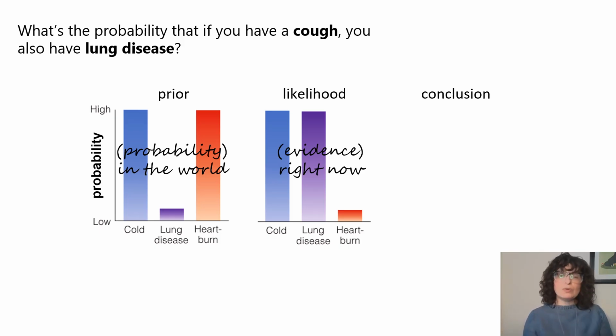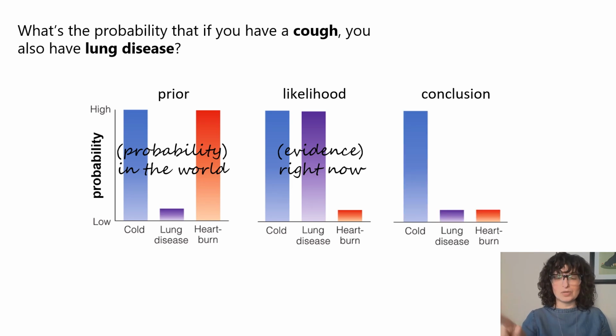Now what we're going to do is some real, quick and dirty math. We're going to say that when two high numbers are multiplied together, you get a high number, but when a high number and a low number are multiplied together, you're going to get a low number. So using that logic, we come to the conclusion: what's the probability that if you have a cough, you also have lung disease? And the answer is it's low. It's very low.